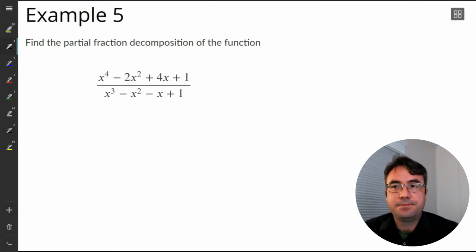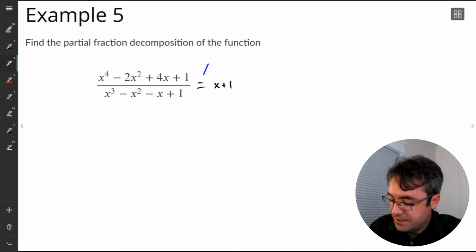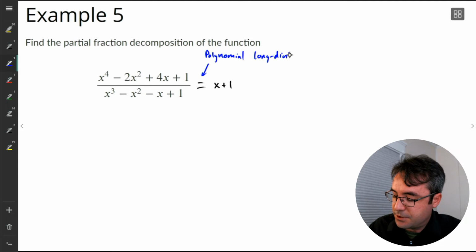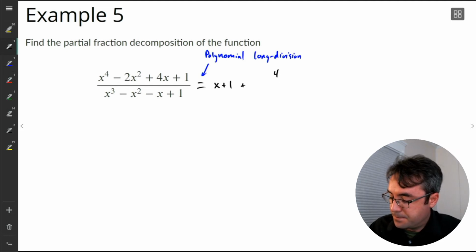So let's try it out. Example 5. Let's take this rational function and do the partial fractions with it. What we saw was that polynomial long division was necessary because the power of x in the numerator was larger than the power of x in the denominator. So we had to do some polynomial long division, and this is what our result was. That's a necessary step.